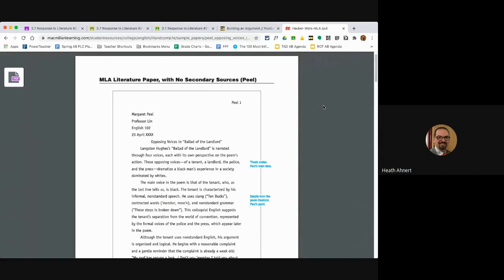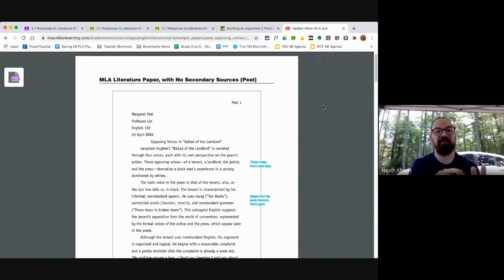Okay, "Opposing Voices in Ballad of the Landlord." So some of you are going to wonder how to write a title for a response to literature. There's a hint. Langston Hughes' Ballad of the Landlord is narrated through four voices, each with its own perspective on the poem's action. Okay, context. I know that I'm going to be reading about Hughes. I know the work that we're going to be studying, and I even have some insight into what aspect of the work we are going to be talking about. I don't know yet what that aspect of the work will accomplish. That will come in the thesis.